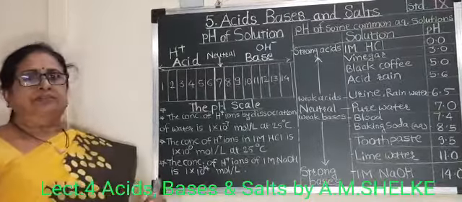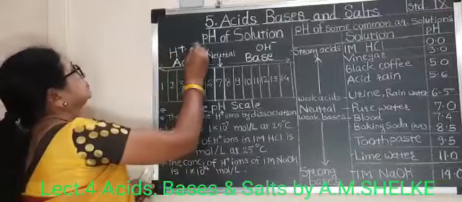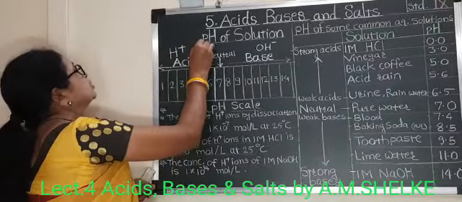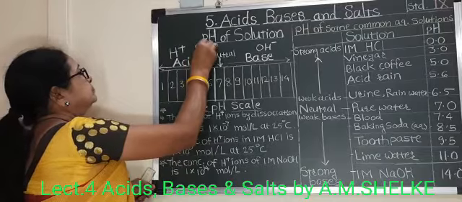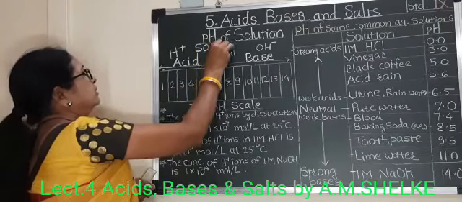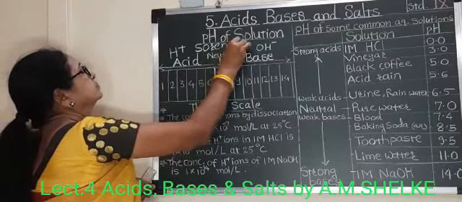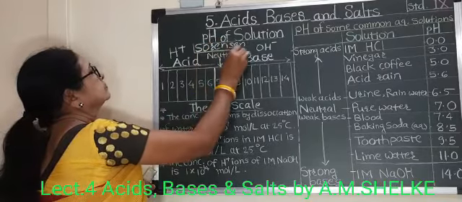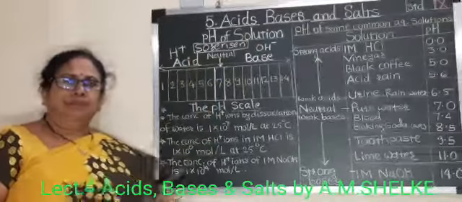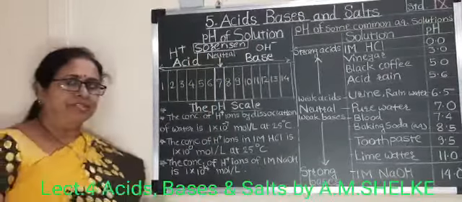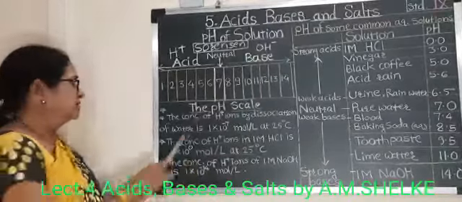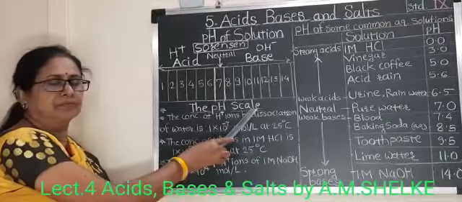In 1909, the Danish scientist Sorensen introduced a new scale for measuring the hydrogen ion concentration. That scale is known as the pH scale.